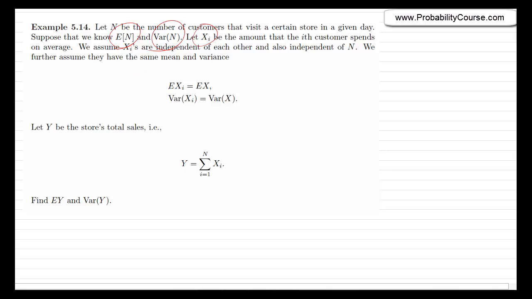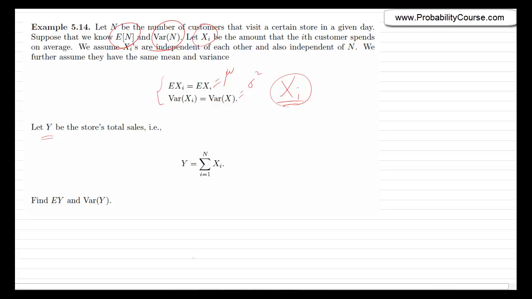We further assume that the Xi's have the same mean and the same variance. So each customer who enters the store spends on average this amount of money, and the variance of Xi is given to be variance of X. So again, these two values are given to us. So we can assume that this is mu, and this is equal to sigma squared, and mu and sigma squared are given.